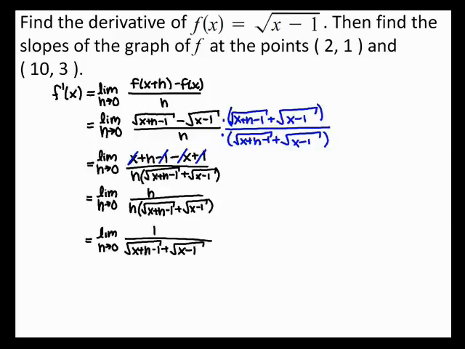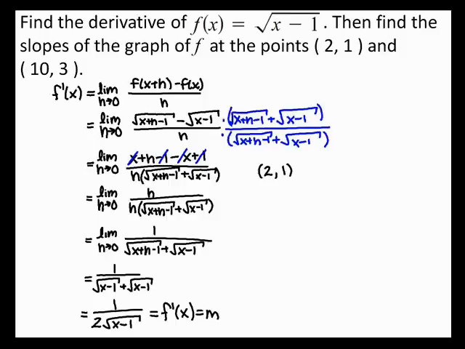Simplify the limit as h approaches 0. Simplify the denominator. You find that the derivative is 1 divided by 2 times the square root of x minus 1, which is also the slope. To find the slope at (2, 1), substitute 2 into the slope equation. Simplify 2 minus 1. Simplify the square root of 1. You find that the slope at (2, 1) is 1/2.